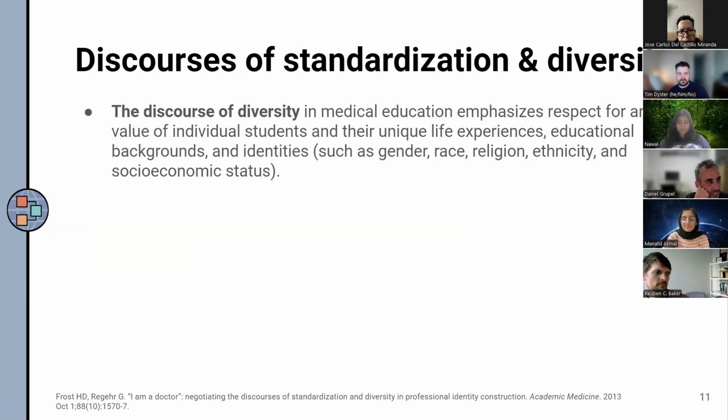What you might recall from the paper is that it puts forth that there are 2 competing discourses in medical education. And I will say that this particular paper is definitely rooted in the way that medicine is taught and practiced in the United States. It probably has global corollaries, but just to acknowledge the perspective that it was written from. What it talks about is that this discourse of diversity emphasizes respect for and value of individuals, students, and their unique life experiences, their educational backgrounds, their identities, like their gender, race, religion, ethnicity, socioeconomic status. We could add to this sexual orientation as well.